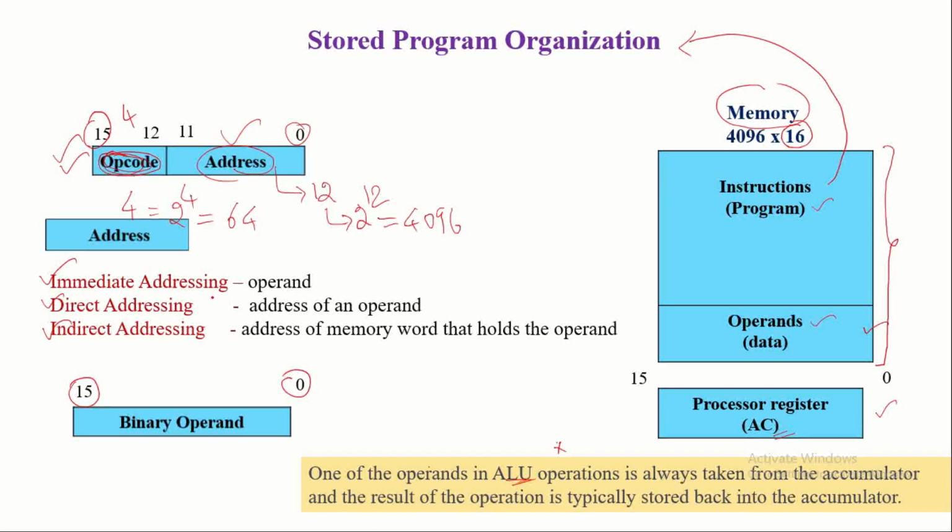Whenever immediate addressing mode is used, the operand itself is explicitly stored in the address field of the instruction. If direct addressing mode is used, then the address of the operand is stored in the address field of the instruction code. And if indirect addressing mode is used, then the address of the memory word that holds the operand is stored in the address part of the instruction code. Now we are going to discuss, if direct addressing and indirect addressing are used in the address field of the instruction code, how the control unit finds the operand required to perform the operation specified in the opcode of the instruction, with suitable examples.